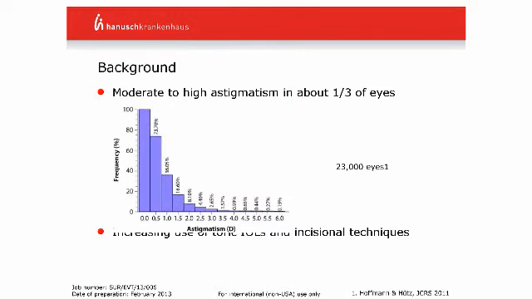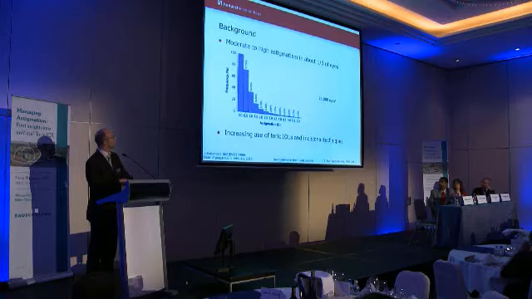So here you've sort of seen this to a certain extent. This is the trial, a study which was already alluded to, by Hoffman, showing that we have quite a few patients with significant astigmatism in the cataract population. And that also is a reason why we are increasingly using toric IOLs or also incisional techniques.